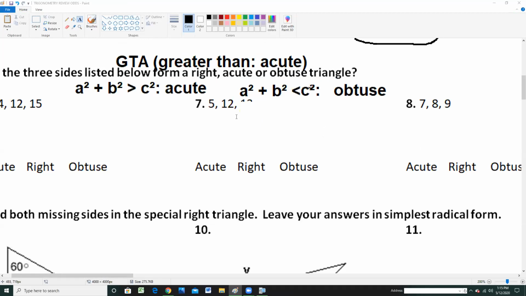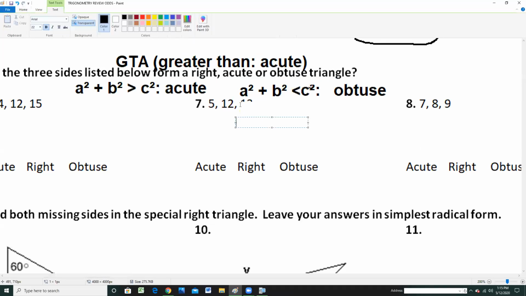All right, so let's go through number 7 here real quick. 5, 12, and 13. So basically, you plug in the numbers from smallest to largest as if you're doing the Pythagorean theorem, and then you just give it a test, okay?